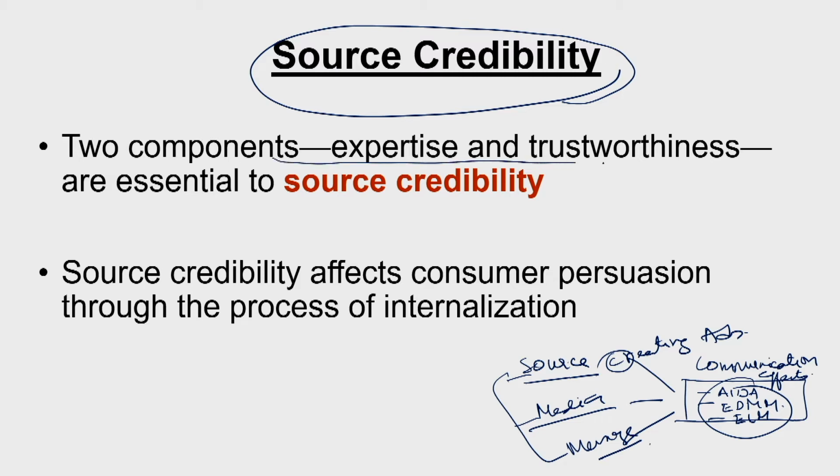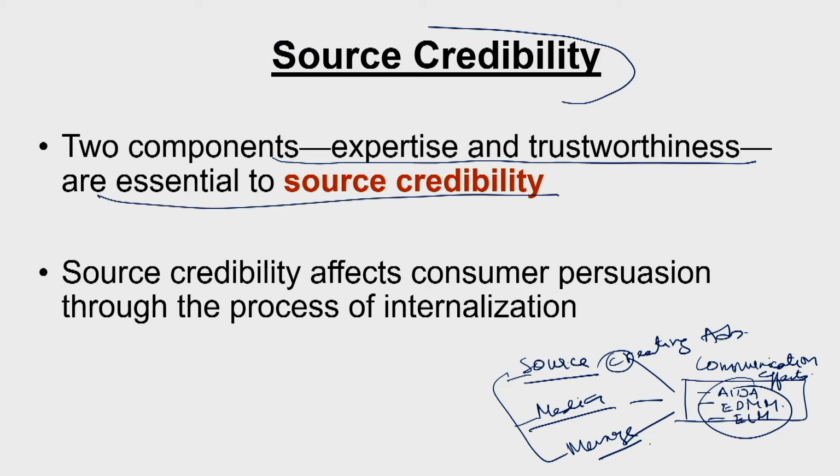Now, 2 components, expertise and trustworthiness, are essential to source credibility. When you see an advertisement, any advertisement has a source. Let it be a Patanjali advertisement for a toothpaste. Somebody comes in and explains that this is an herbal toothpaste. The source which is creating the message, the person who is asking you to use Patanjali, the expertise of the person who is demonstrating or telling you to use it, and the trustworthiness of that particular source have a lot of effect on source credibility.